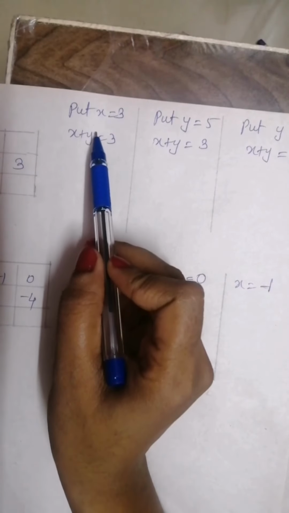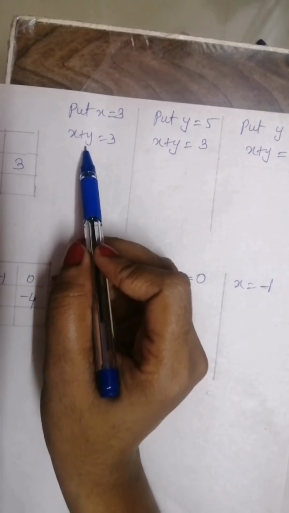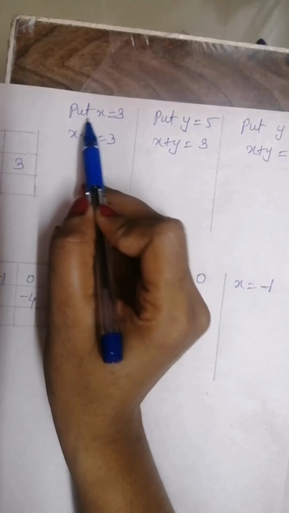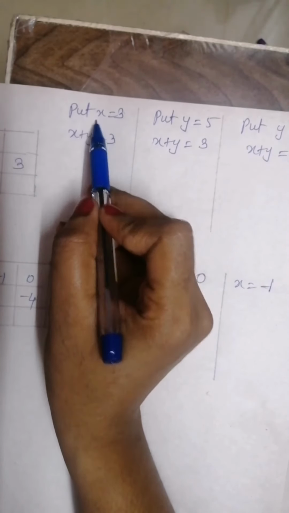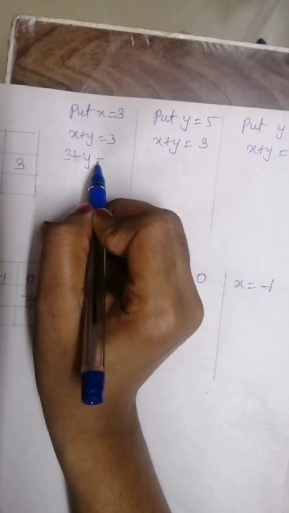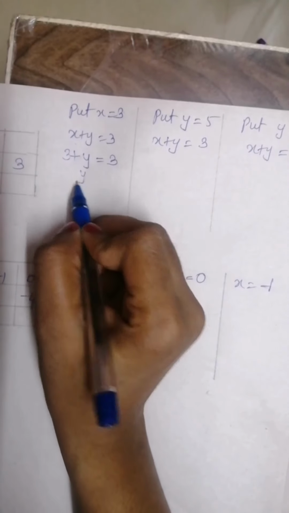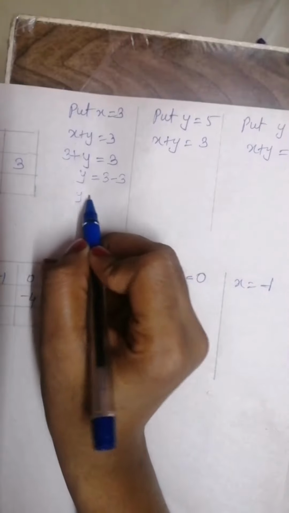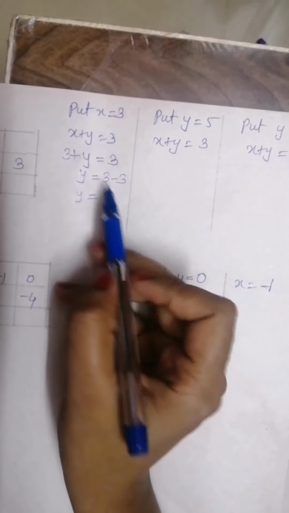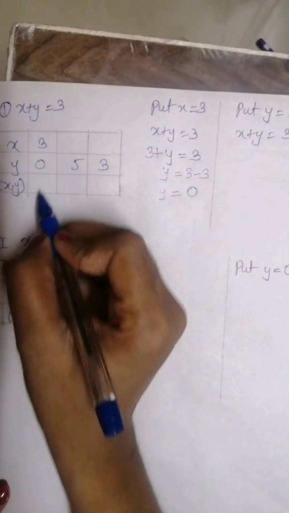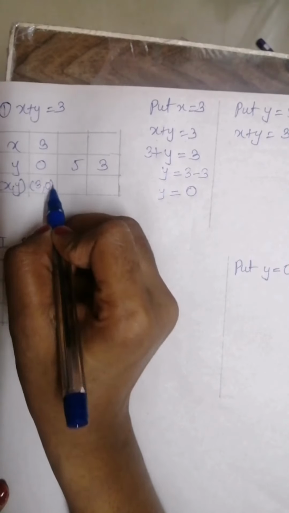Now we proceed to find the 3 ordered pairs. First, we write down the equation and put the value of x equals 3 in this equation. So 3 plus y equals 3. Y written here, so 3 minus 3 equals y, which is 0. So now we have x equals 3 and y equals 0. Write down here 3 and here 0. So the first ordered pair is 3, 0.